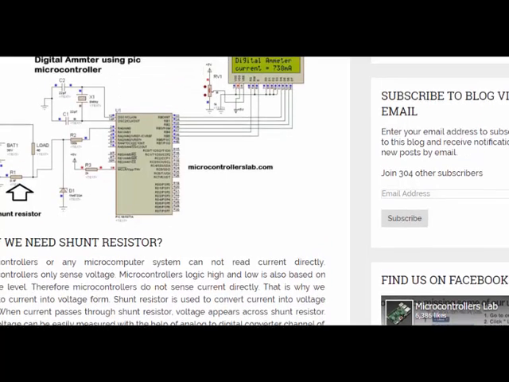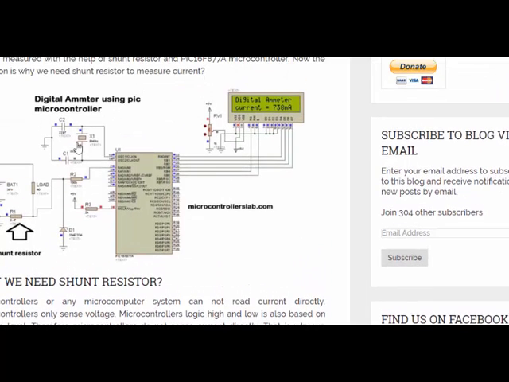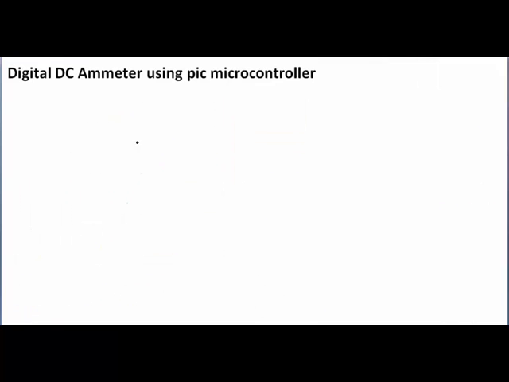There is some issue. Sorry for the disturbance. Let me get a complete picture of the DC ammeter using PIC microcontroller.